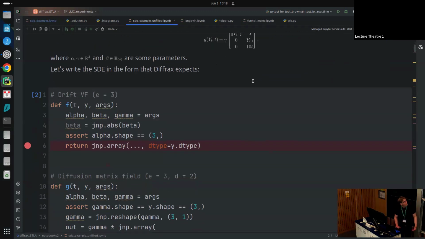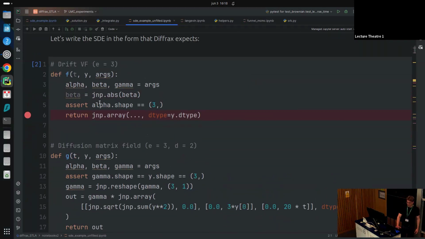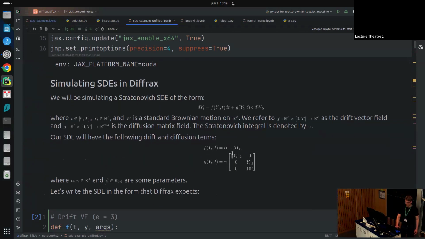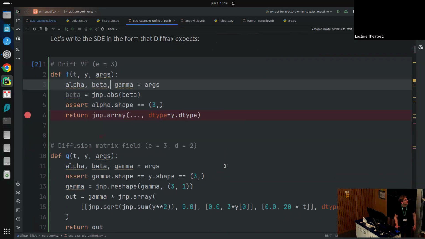So the way to define an SDE in Diffrax, you just need to define F and G, and they need to have a special form, right? They need to take 3 arguments, t, y, and args. So args are just some parameters of the SDE. Here we have an SDE that's parameterized by 3 things, an alpha, a beta, and a gamma. And this can also be empty. You don't need to have any args. But for example, in a neural SDE, your args would be the neural network.